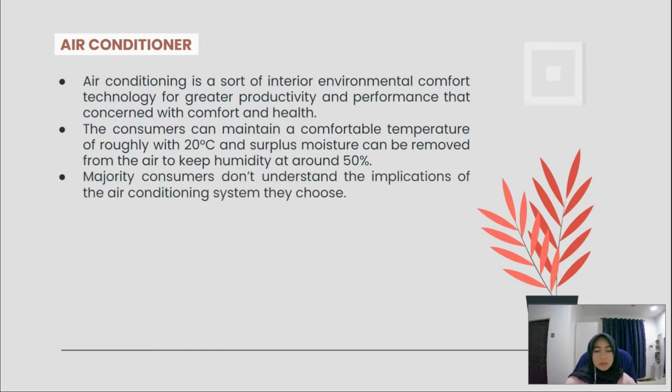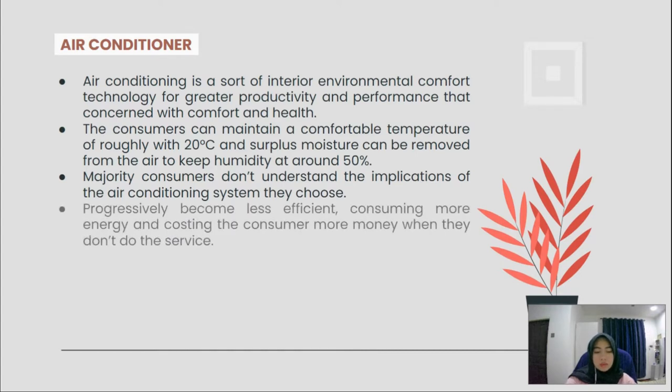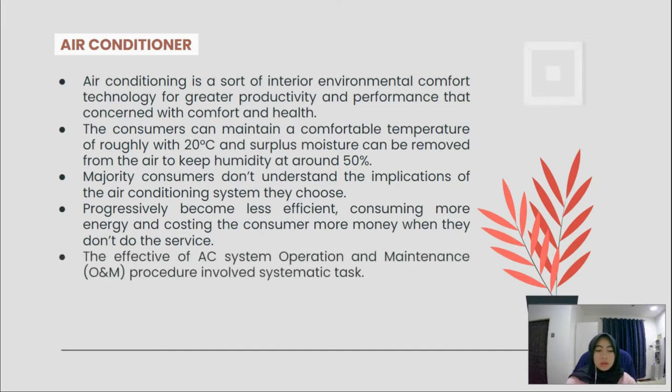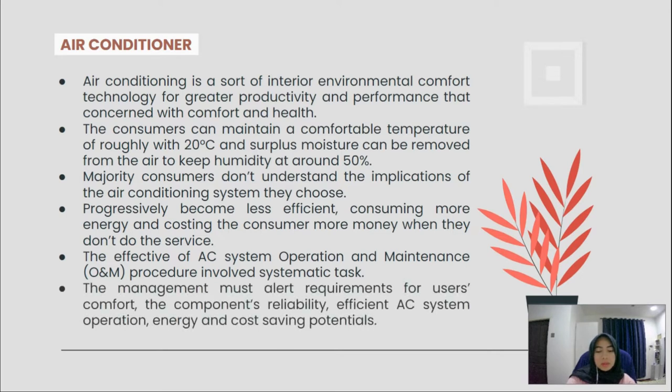But the majority of consumers don't understand the implications of the air conditioning system they choose. They are not aware that aircon progressively becomes less efficient, consuming more energy and costing the consumer more money when they do not do the service. So the effective air conditioning system operation and maintenance (O&M) procedure involves systematic tasks. The management must consider requirements for user comfort, component reliability, efficient AC system operation, and energy and cost saving potential.